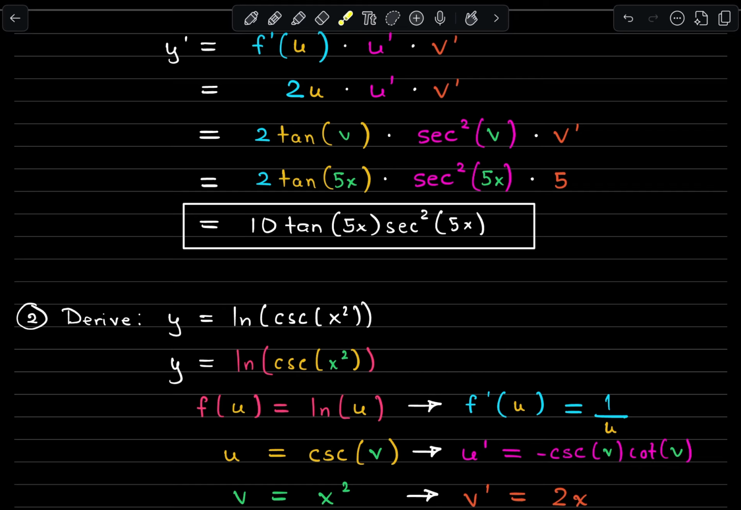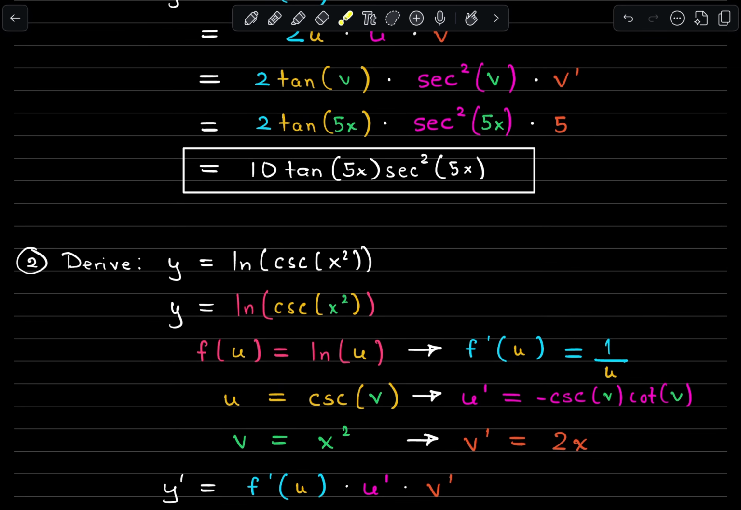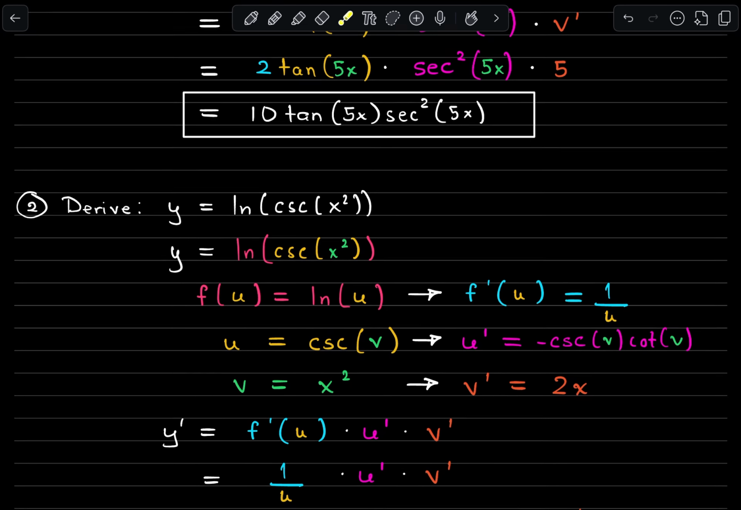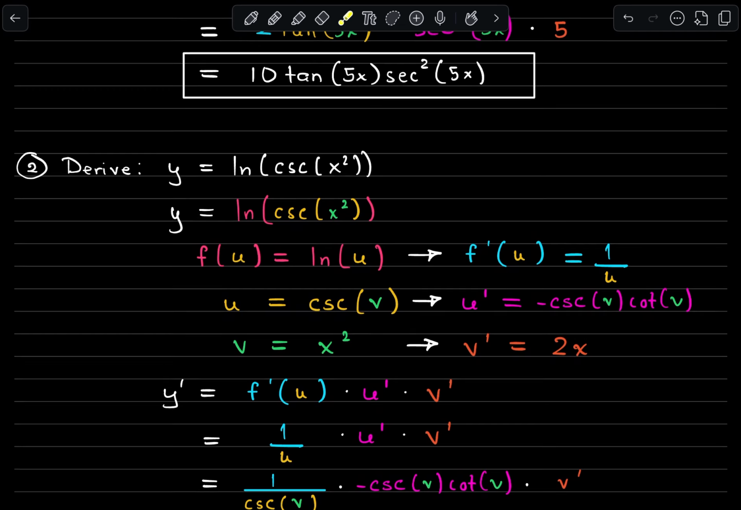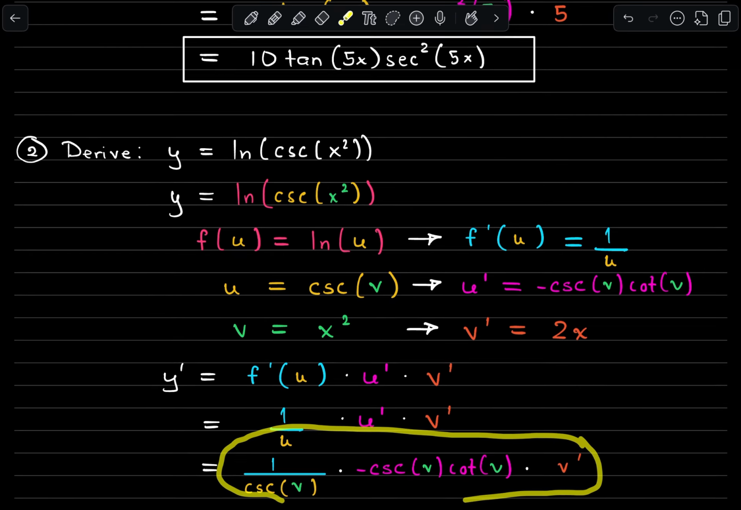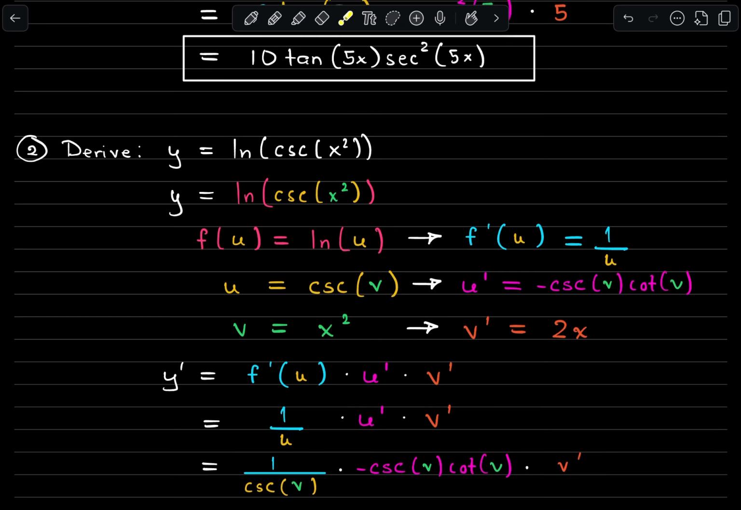And finally, v is just equal to x squared. When we derive it, v prime is equal to 2x by power rule. And the same deal as always, we're going to put them together by multiplying all of those derivatives, each of those layers. We put everything in terms of u that we can, then put everything in terms of v, 1 over cosecant v times negative cosecant v cotangent v times v prime.